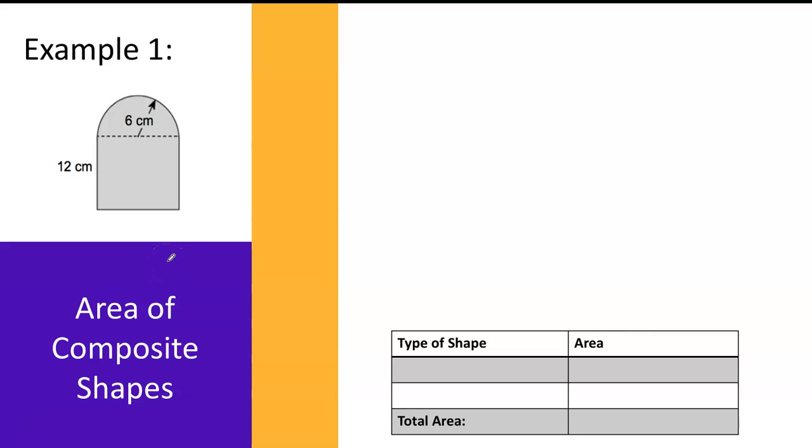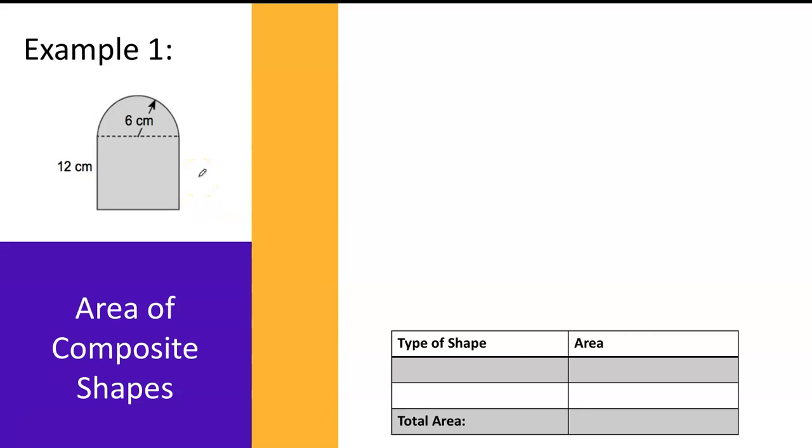In this video, we're going to find the area of a composite shape. When you think of the words composite shape, I want you to think of the word compound word. A compound word is made up of two or more words, just like a composite shape is made up of two or more shapes.